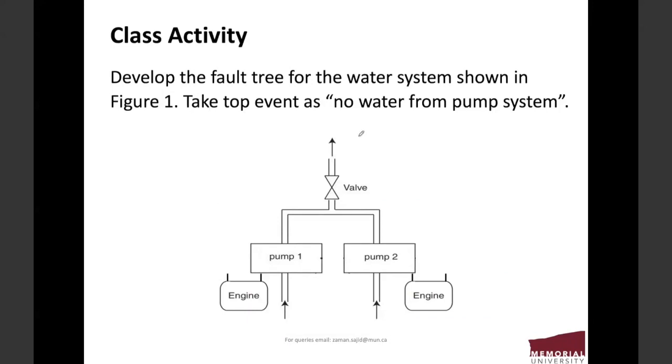So first you need to understand this system. I want to identify what is the reason that I don't have any water coming from this pumping system. Now there is a valve here, and this is attached to two parallel pumps. Each of them is operating through an engine. You need to develop the fault tree for the water system shown in this figure. Take the top event as no water from pump system. You will do this now. I'm going to stop this.